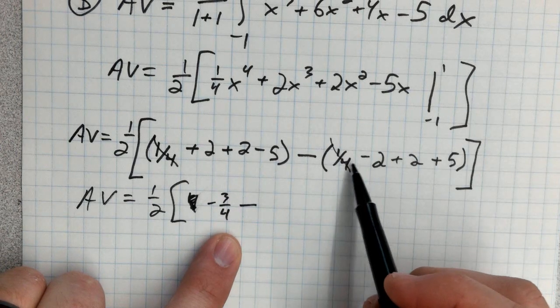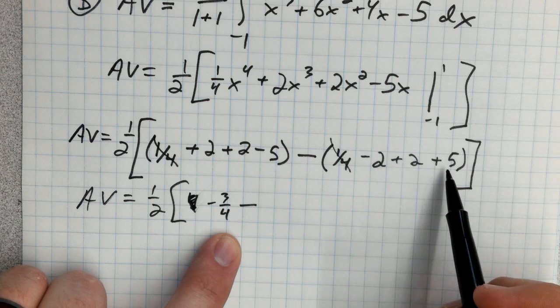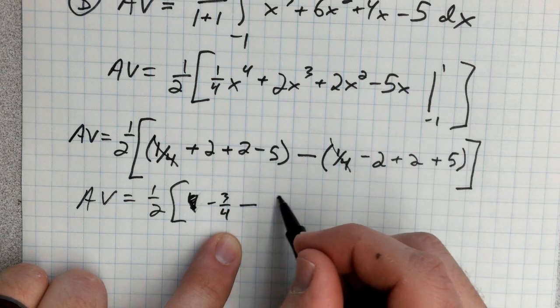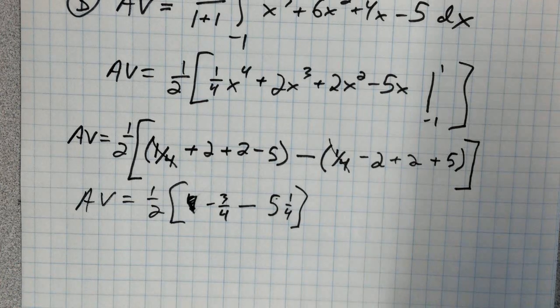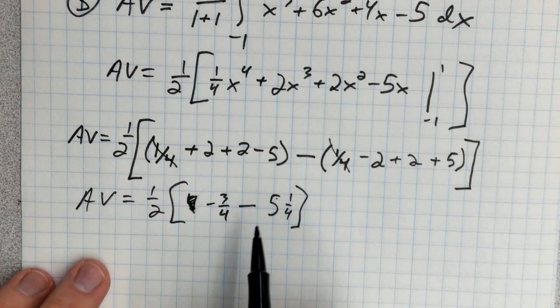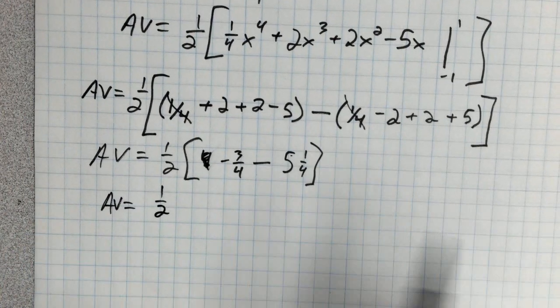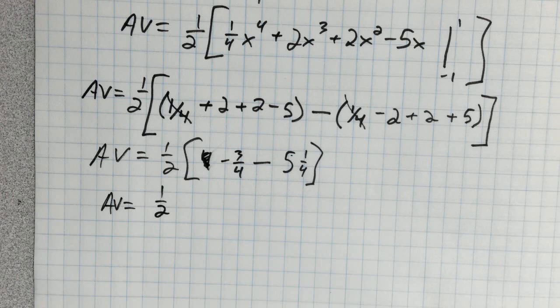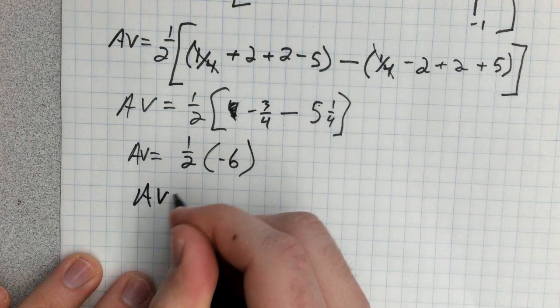Minus a fourth, minus 2, that's negative 1 3/4, plus 2, that's positive 1/4, plus 5, 5 1/4. I'm not sure that way was much better, but let's see if I end up getting it right. So I get 1/2, and then negative 3/4 minus 5/4, that's negative 6. Yeah, I did get it right, and so that's going to be negative 3.